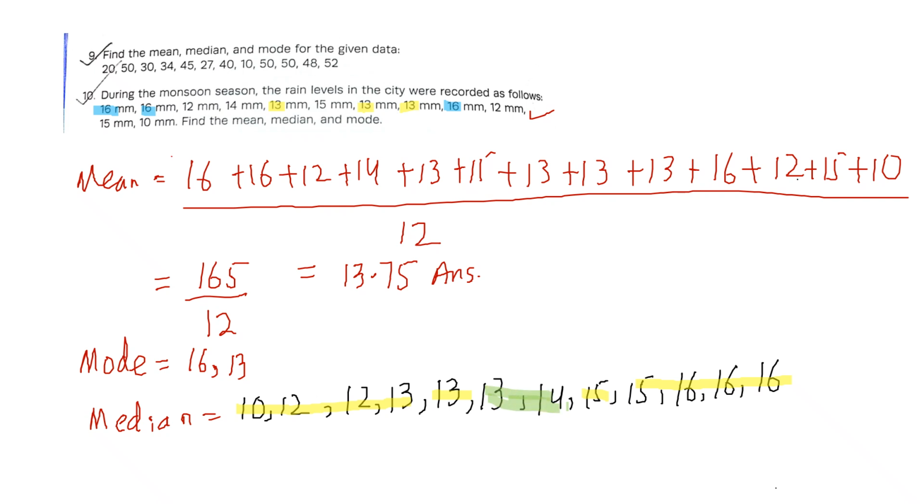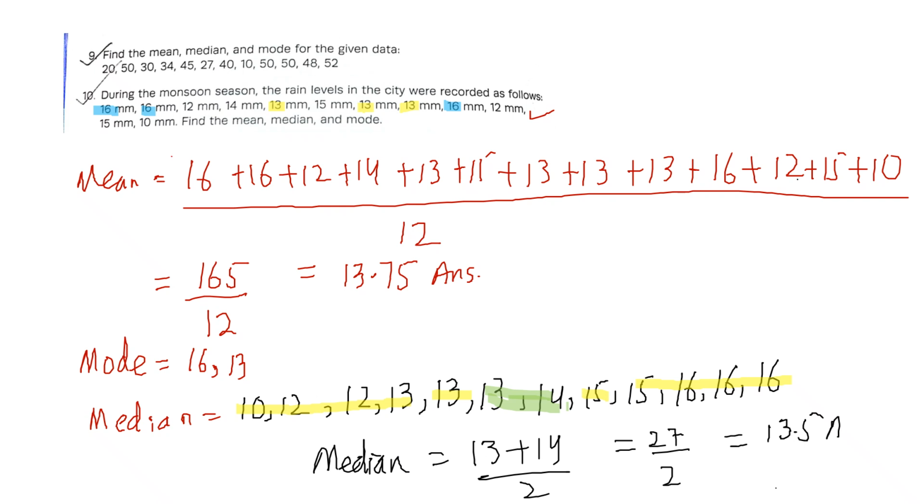So what will be the median? The median will be 13 plus 14 divided by 2, which is 27 divided by 2, and this will give me 13.5. And this is what you have to do, and I hope this exercise and the questions are clear to you. Once you understand the concept, it's not difficult, you can do it on your own.